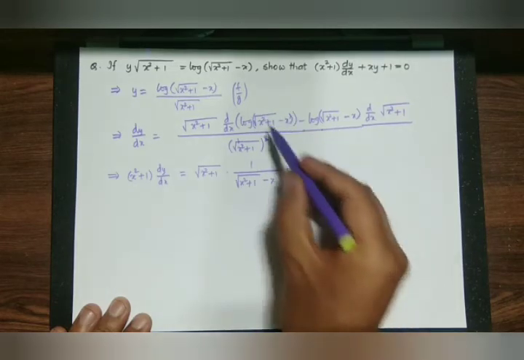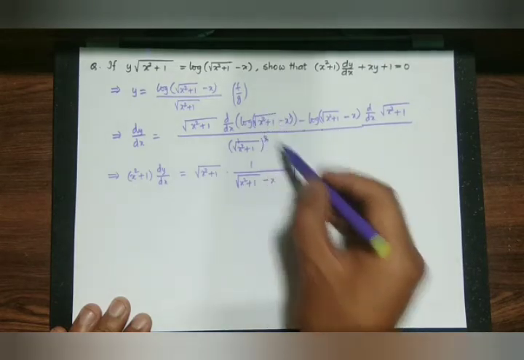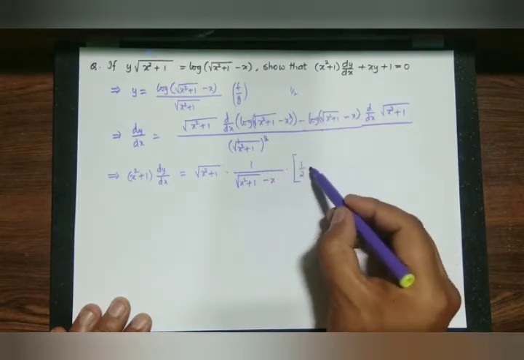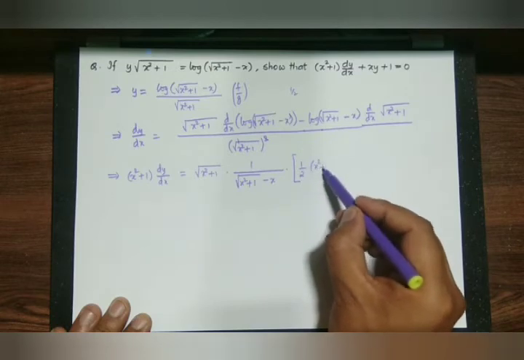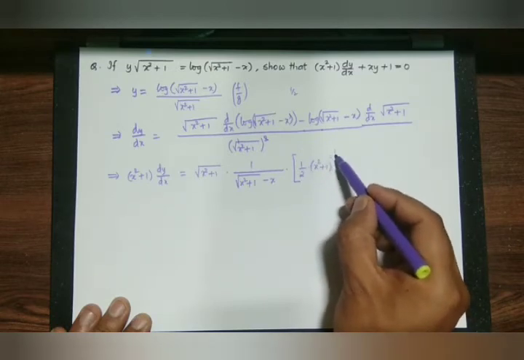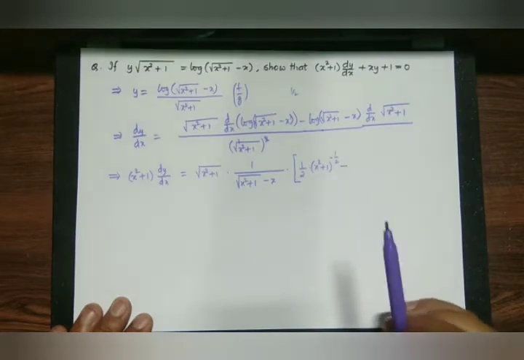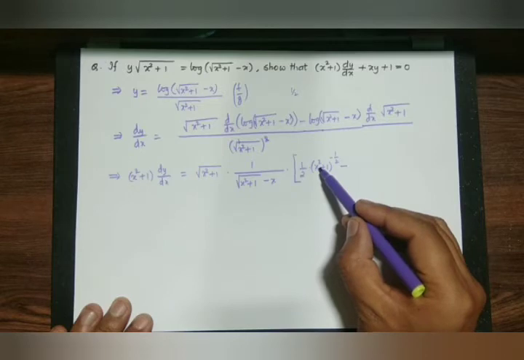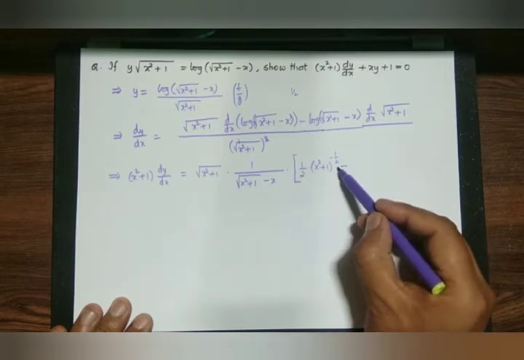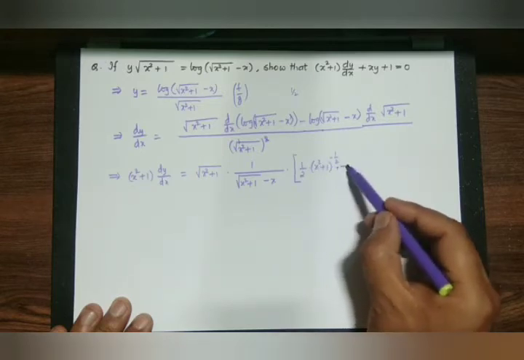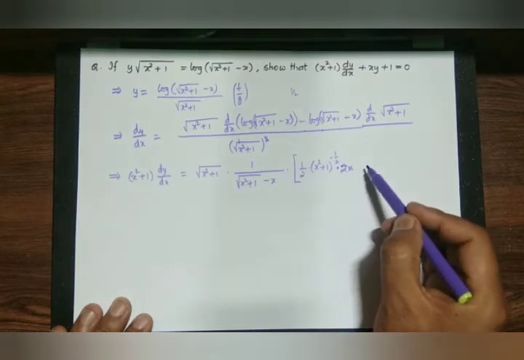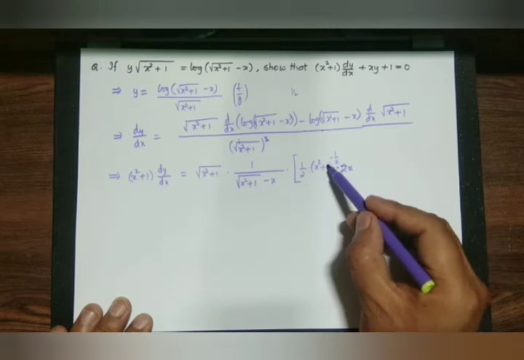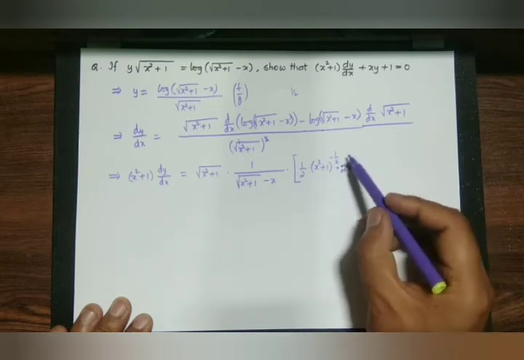So in differentiation of this, the power is 1 by 2, so it will be half into x square plus 1 to the power minus half. Half minus 1 is minus half. Now we need to differentiate x square plus 1. So into differentiation of x square will be 2x, right? So differentiation of x square is 2x, and for 1 it is 0, so I need not write that 0.